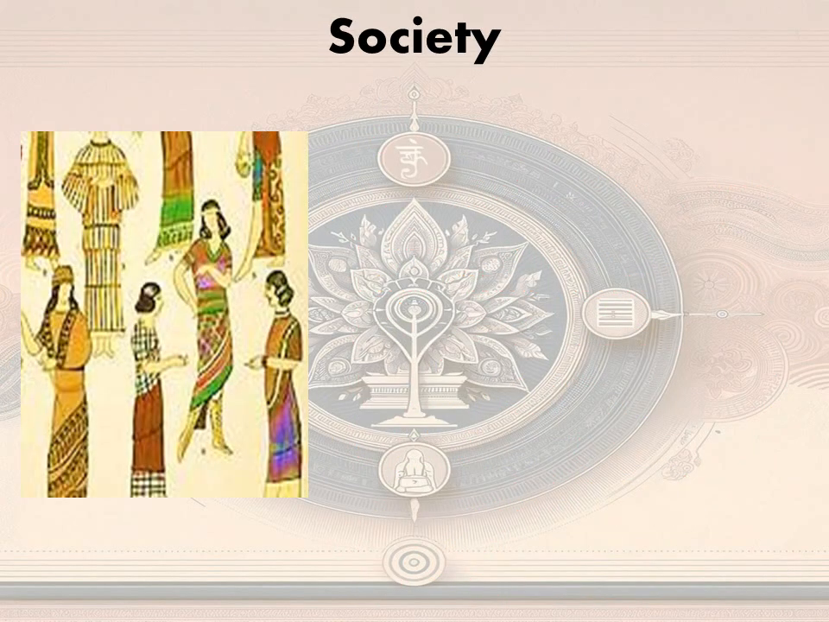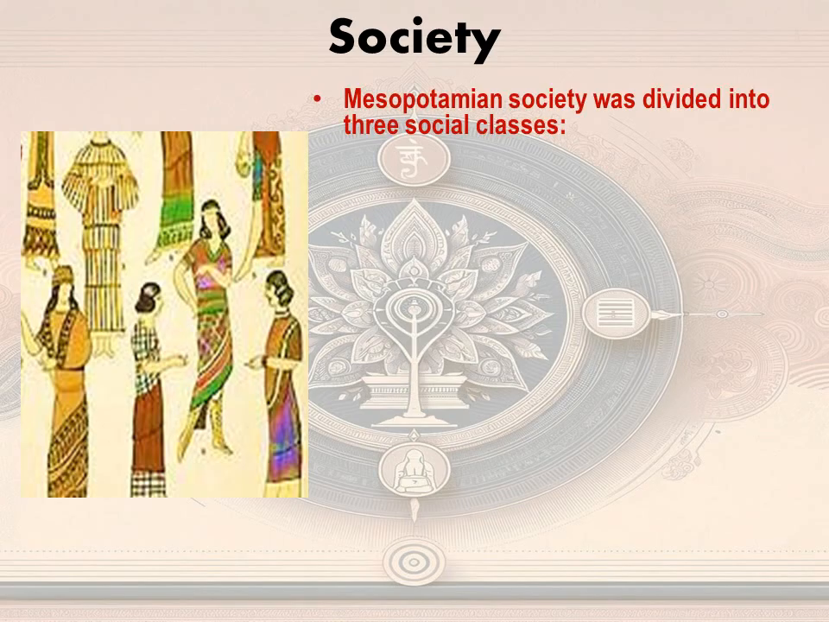Society. How was the society during the ancient Mesopotamian civilization? Mesopotamian society was divided into three social classes. Now, in modern society also there are numerous kinds of division. There is division between rich people and poor people. There is division between educated people and uneducated people. So, all these divisions form social classes. In the Mesopotamian society, there were three main social classes.